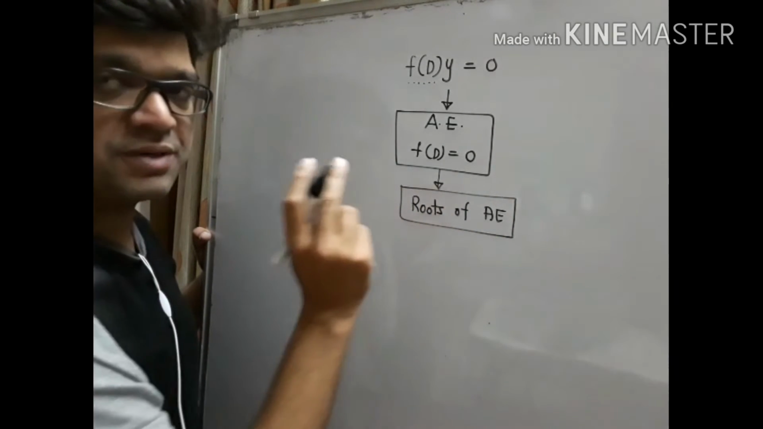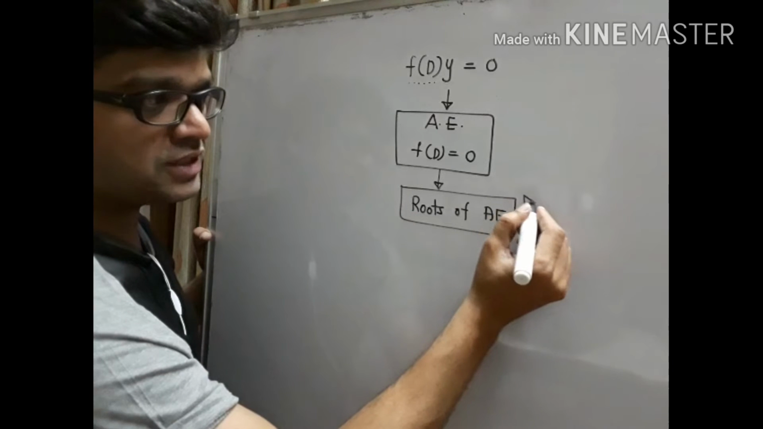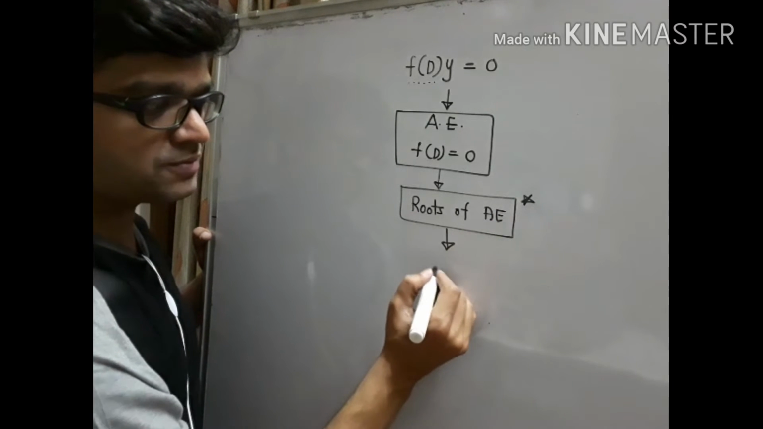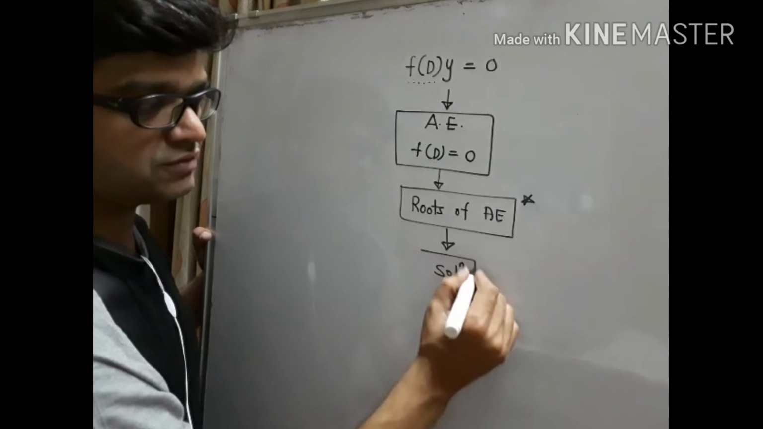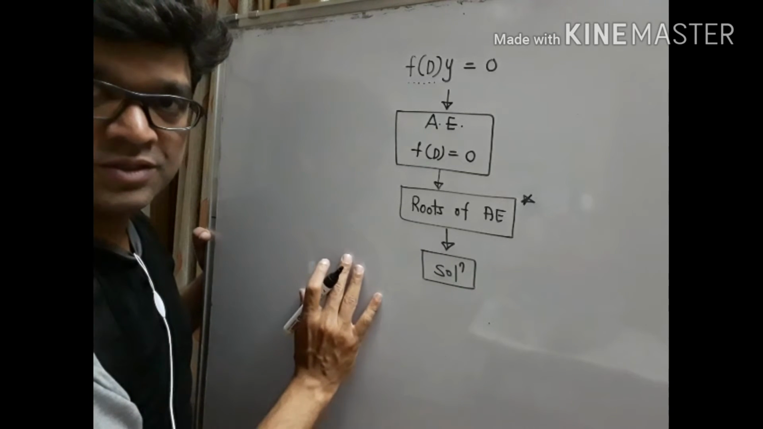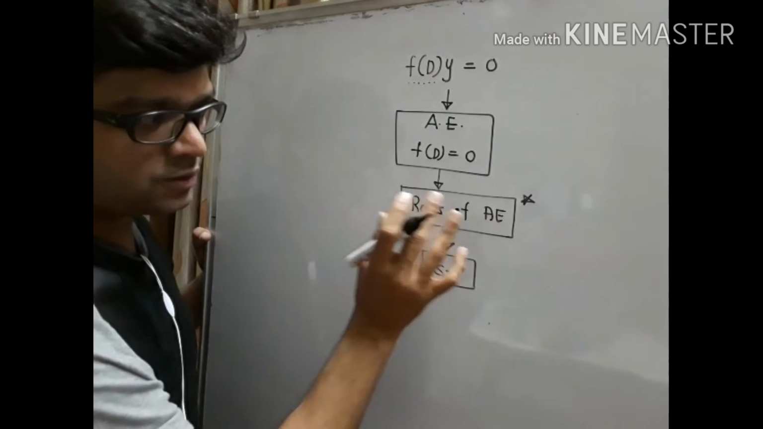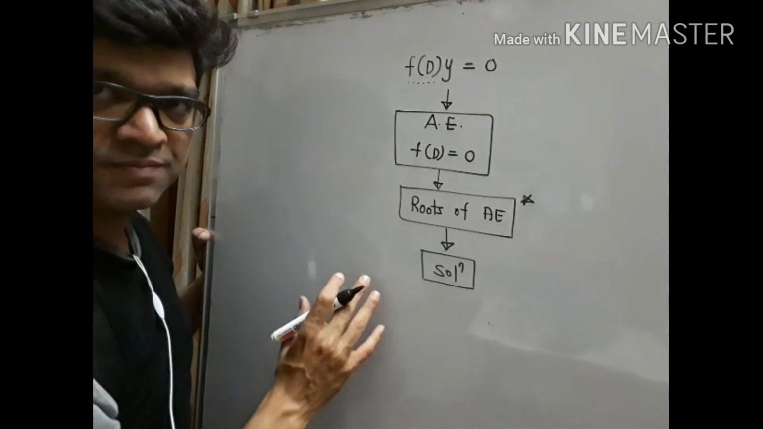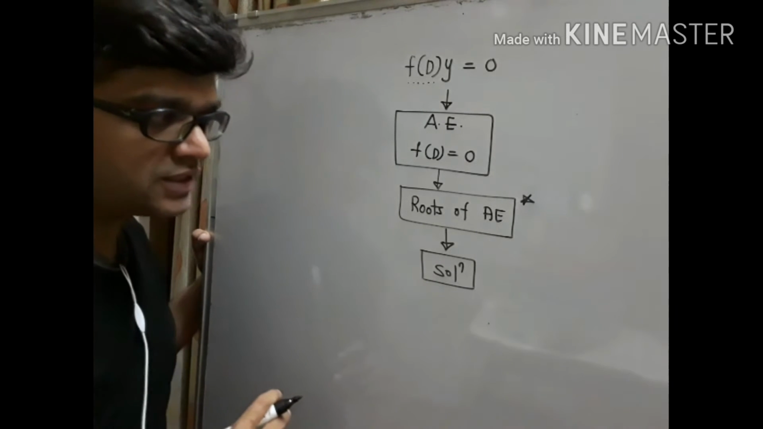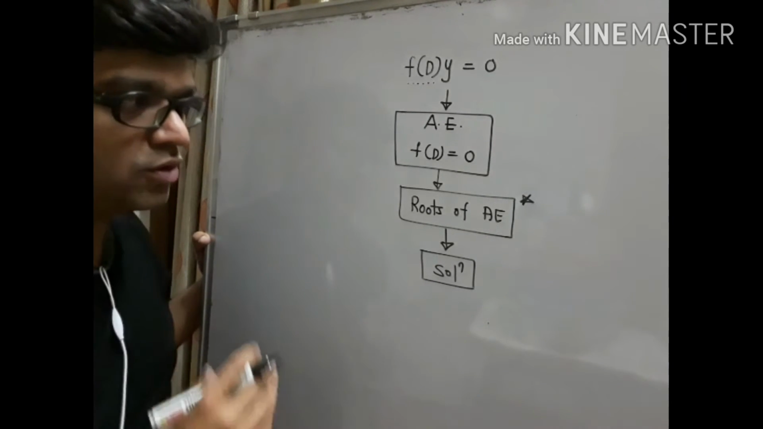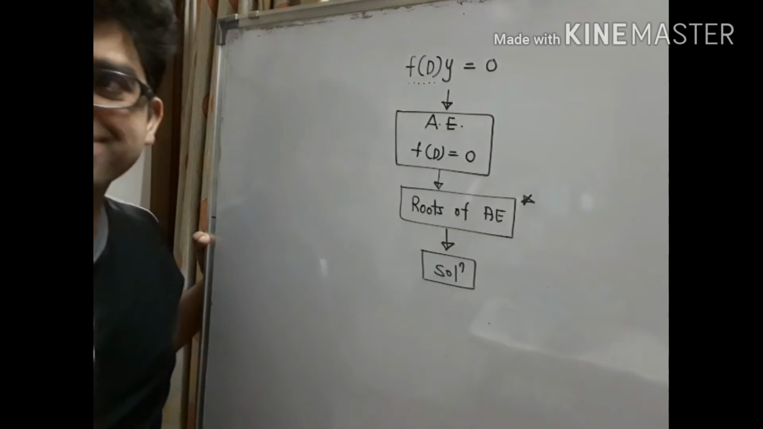And as we discussed in part 1 video, based on the nature of roots, we can find out the solution of the given differential equation. So now let us discuss how to identify the nature of roots, and based on that, how to write down the solution of the given differential equation.